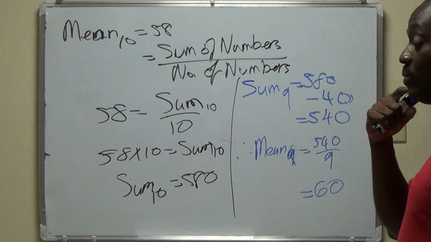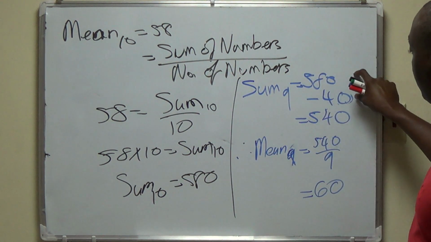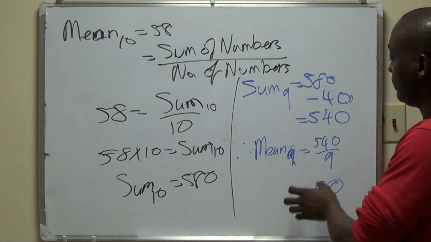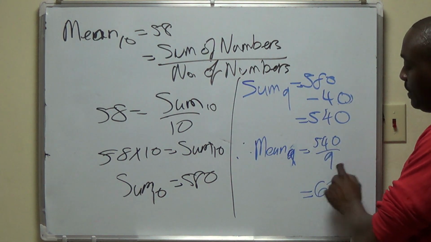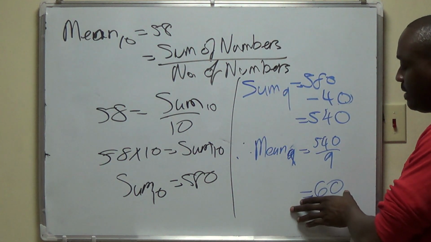And then, having been told that one of the numbers was 40, we then minus 40 from 580 to get 540. So that the mean of the remaining 9 numbers would then be the sum of the 9 numbers, which is 540 here, divided by the number of numbers, which is 9. 540 divided by 9 is 60.